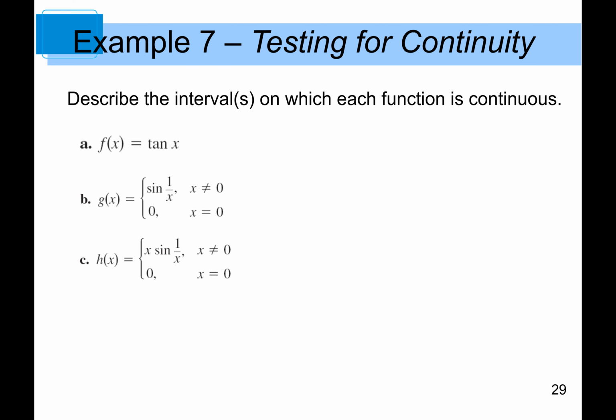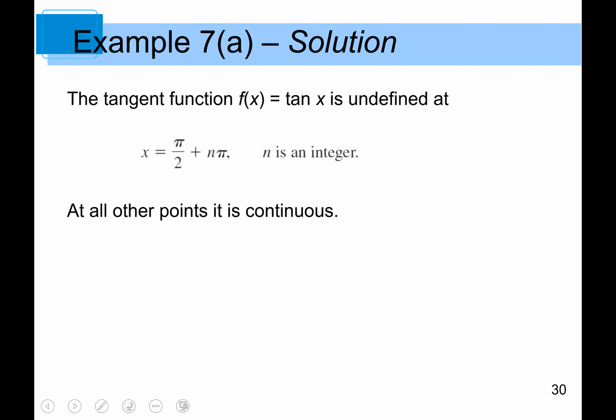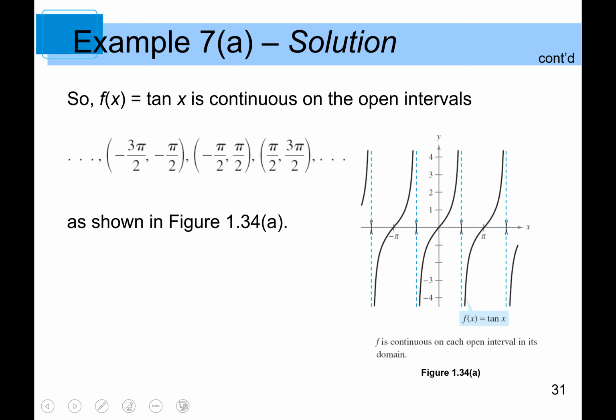Let's take a look at the intervals on which each function is continuous. First one is f of x equals tangent x. We know the domain of tangent x is everything except pi over 2 plus n pi. Right? So in that case, it's continuous everywhere within its domain.